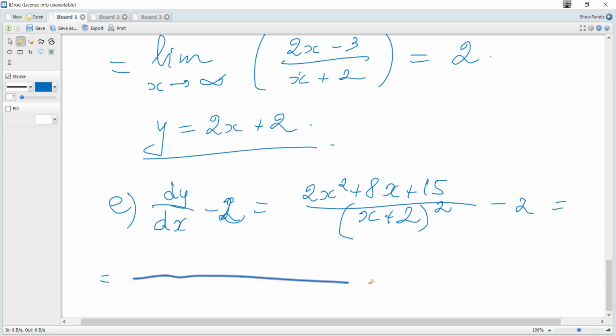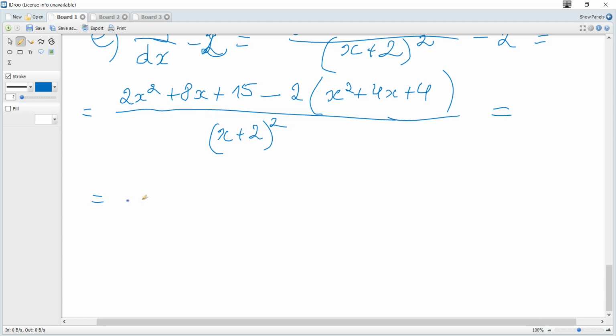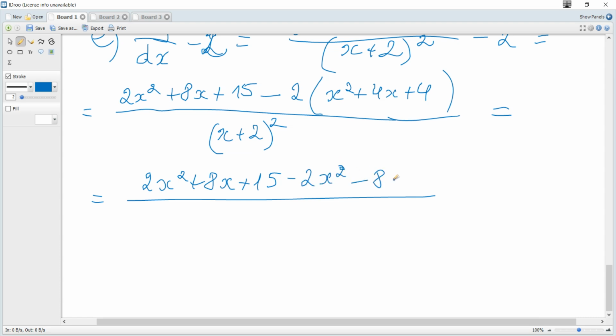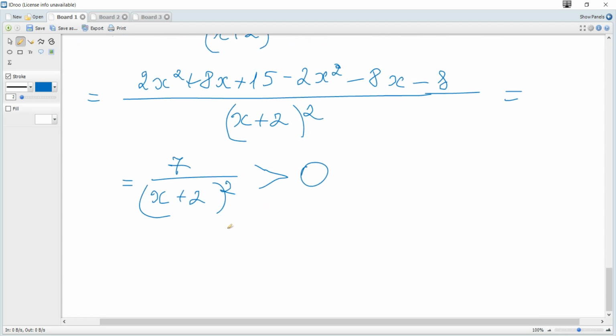It becomes, and again let's make a common denominator, x plus 2 squared, and it becomes 2x squared plus 8x plus 15 minus 2 times x squared plus 4x plus 4, which is 2x squared plus 8x plus 15 minus 2x squared minus 8x minus 8 over x plus 2 squared. We can see that it becomes 7 over x plus 2 squared, and it's clear that it's greater than 0, and hence dy over dx is greater than 2 as required.